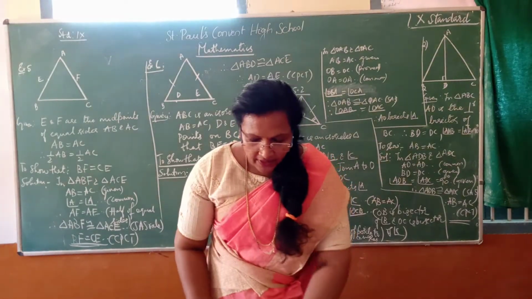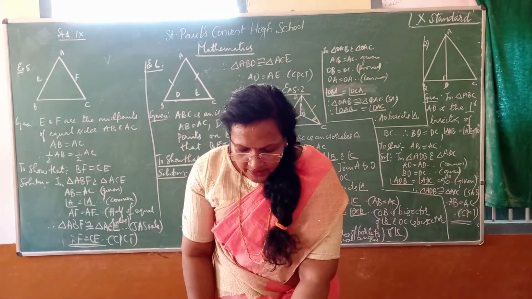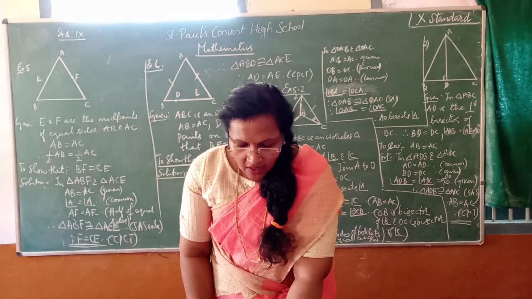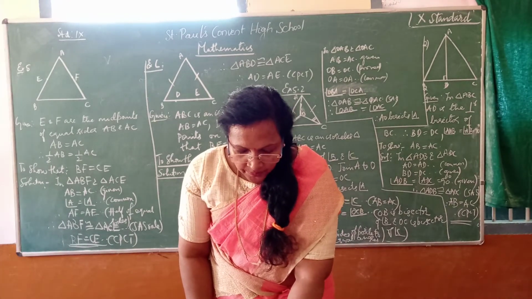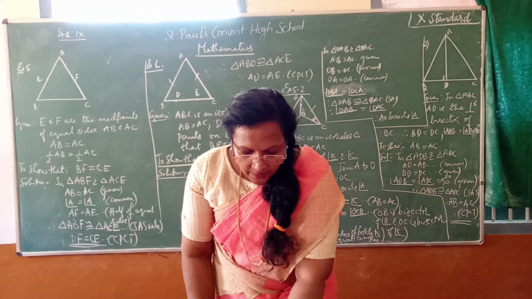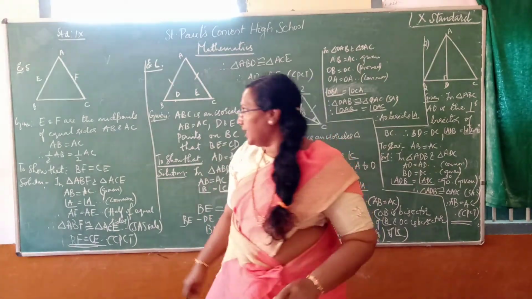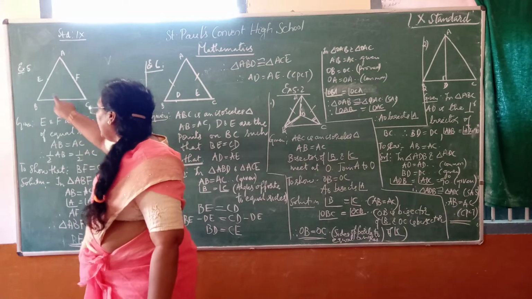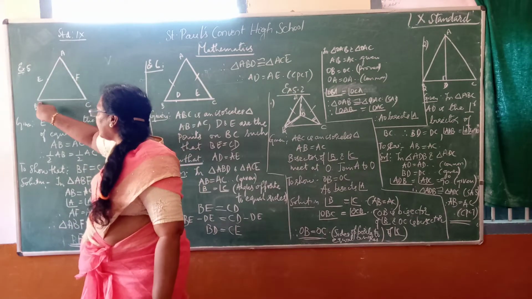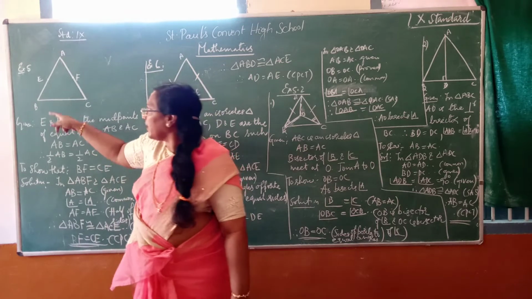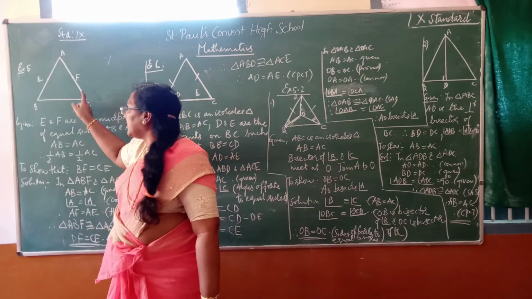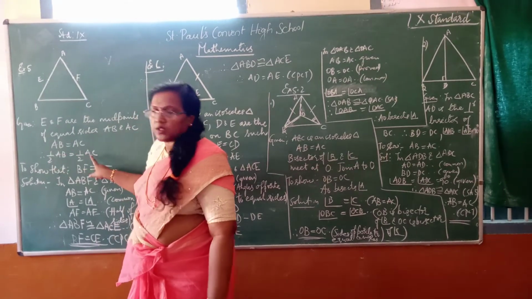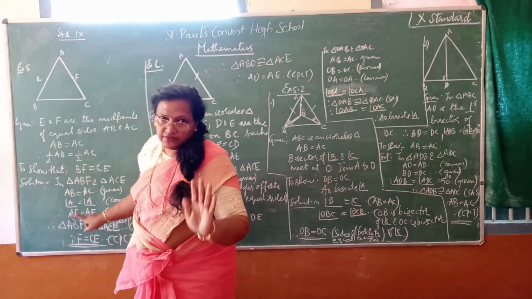In example 5 it says E and F are respectively the midpoints of equal sides AB and AC of triangle ABC. So it is understood AB is equal to AC, and E and F are the midpoints of AB and AC. If AB is equal to AC, half of it will also be equal. Half of AB will also be equal to half of AC.